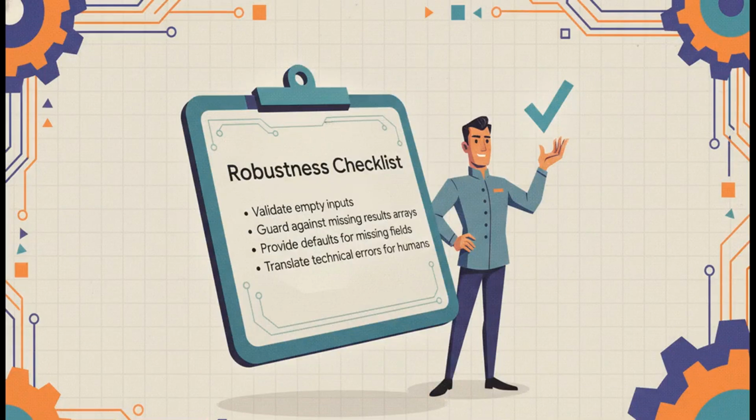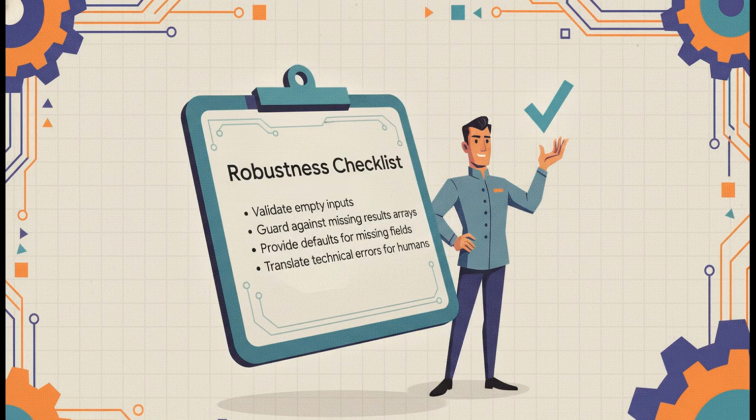Before you ship any API integration, you need to run it against this robustness checklist. Validate empty inputs. Never fire a request if the search bar is blank. Guard against the API returning an empty or missing results array. Ensure your view model provides solid defaults for missing fields. And always translate technical errors into human-readable messages. A truly robust application defensively handles all these edge cases seamlessly.